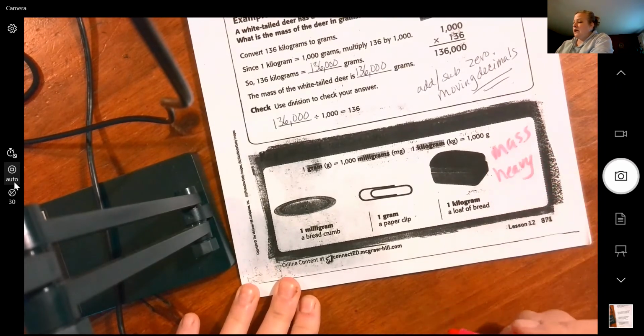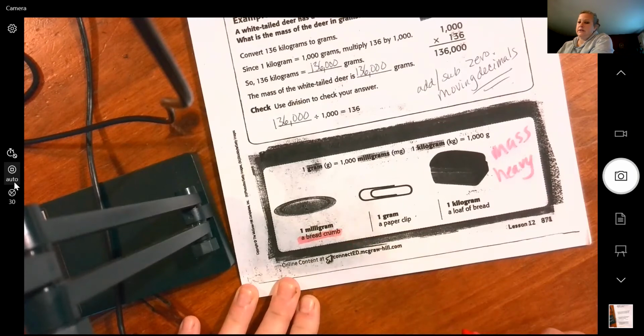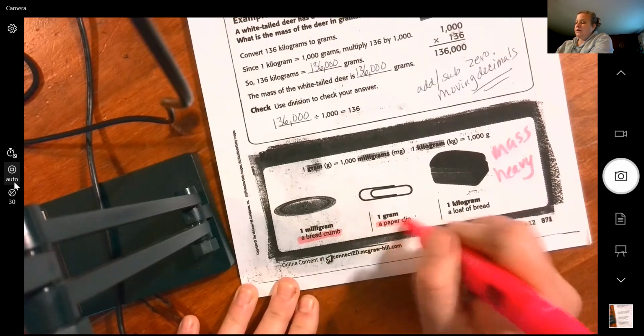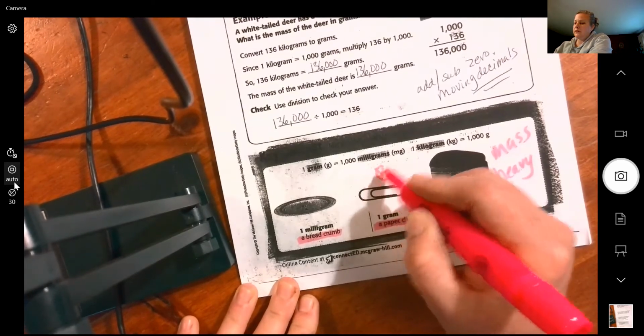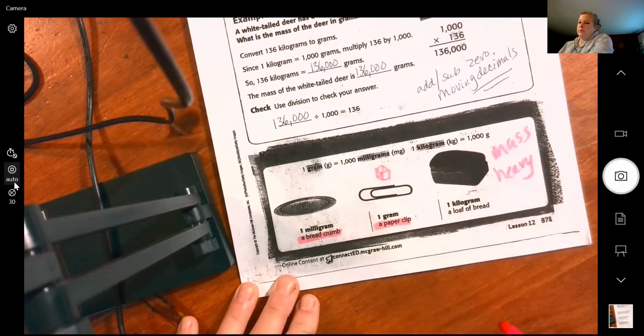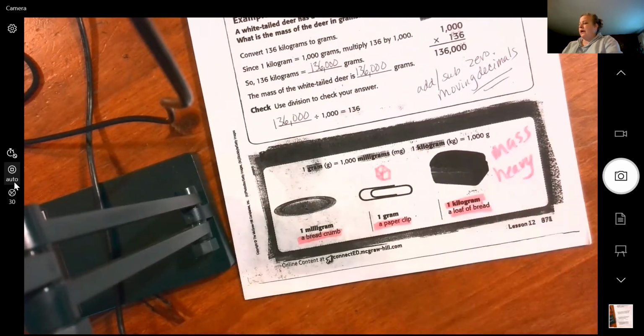So think of a milligram as a breadcrumb. That's how tiny it is, teensy tiny. A gram is like a paper clip. Do you remember those cubes that we use in math class? Those are a gram. And then a kilogram, think of a loaf of bread. That's about how heavy it is.